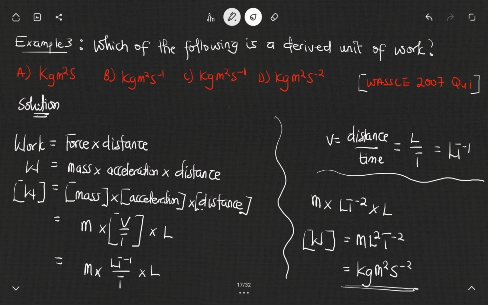From here, if we look through the possible answers, we can see that option D is kilogram meter squared per second squared. So that becomes the correct answer for this particular example. This is how we use dimensional analysis to derive the unit of work, and these are some examples of practical questions that came in WASSCE.